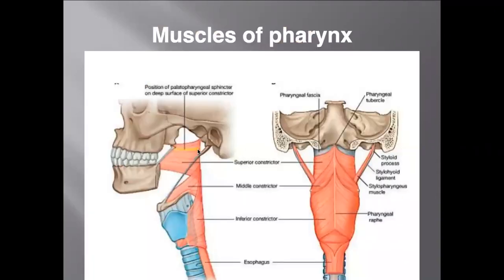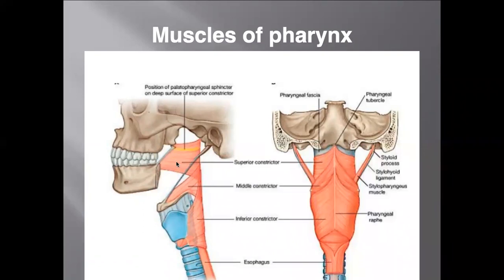Now let us see the muscles, as muscle attachments are very important. We have three constrictor muscles. What are the three constrictors? Superior constrictor, middle constrictor, and inferior constrictor. What is the origin? The superior constrictor takes origin, in order, from the base. We have a ligament joining the tympanic plate of the temporal bone and the pterygoid hamulus. From that ligament it takes origin, and it takes origin from the pterygomandibular raphe. It's very easy to draw this diagram.